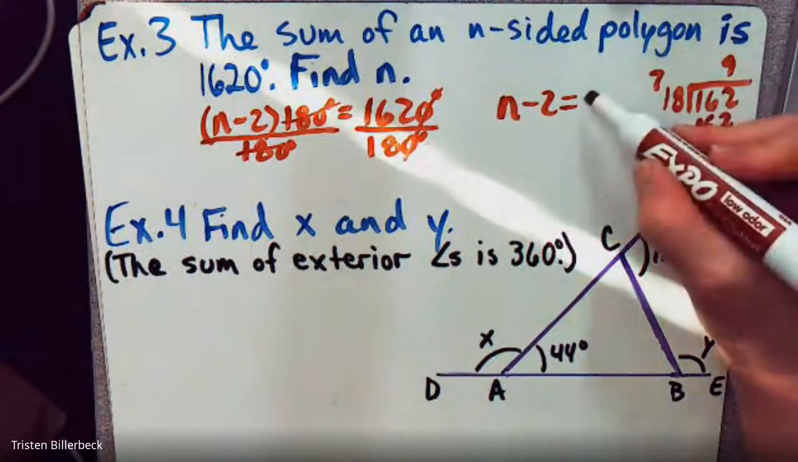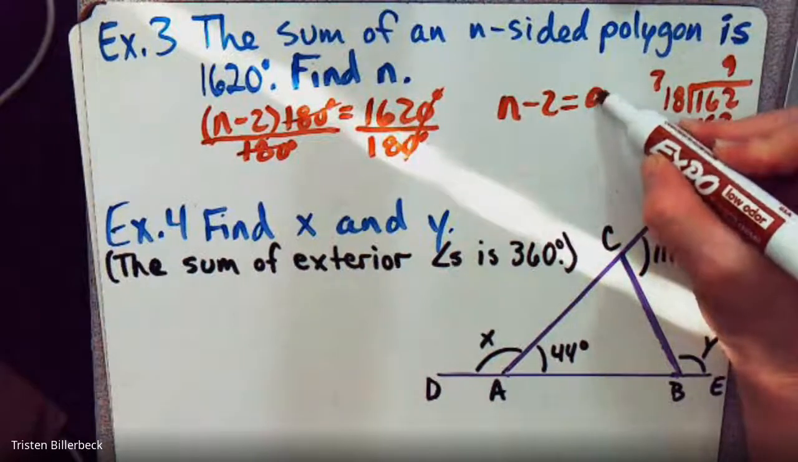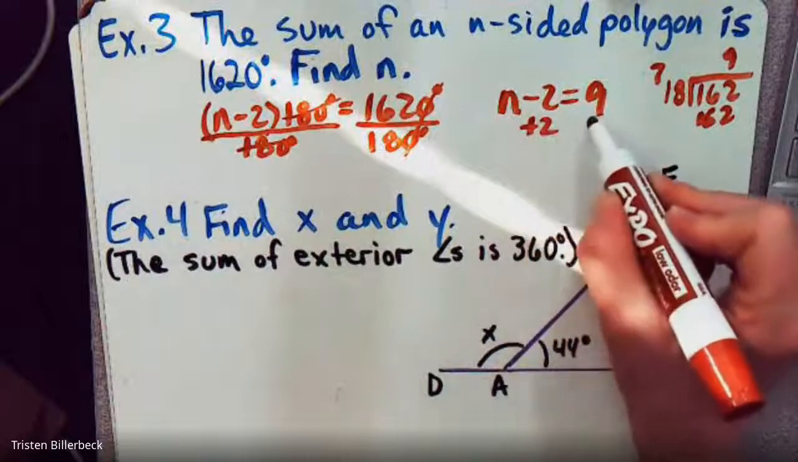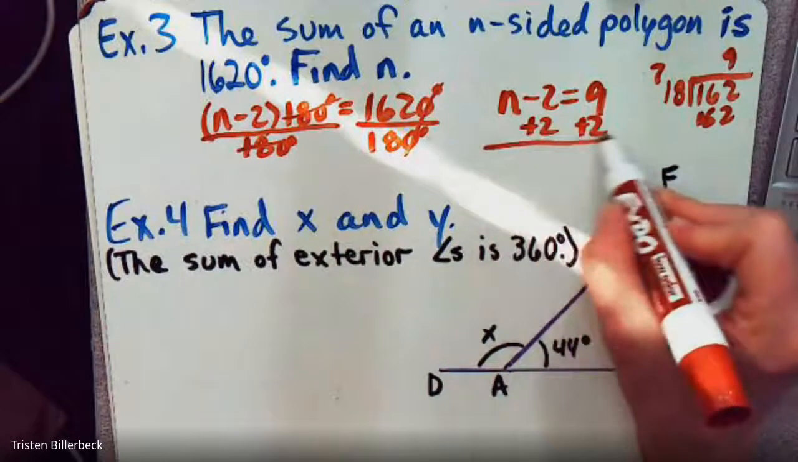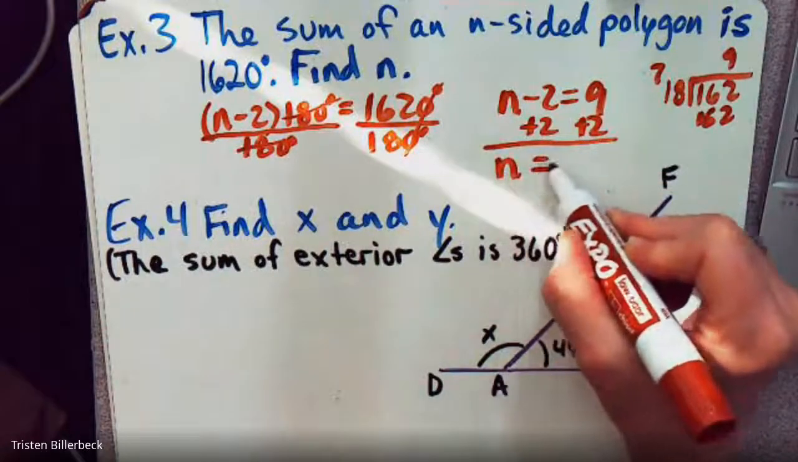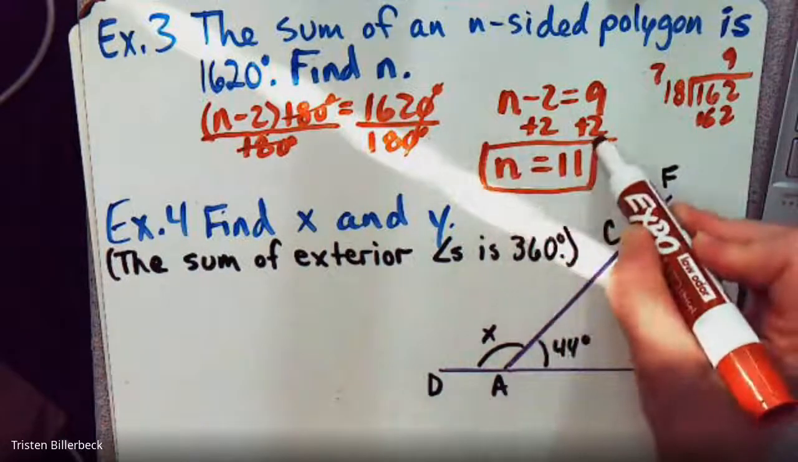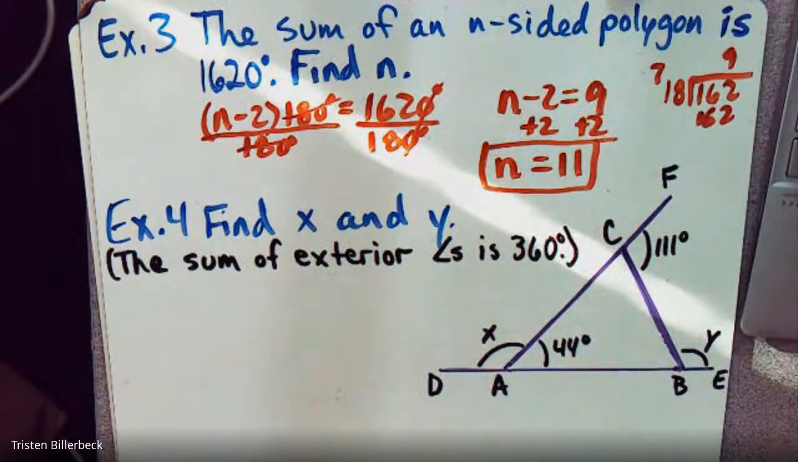Okay, so we got it. So that's going to equal 9, and then we add 2 to both sides, and n equals 11. So this particular polygon has 11 sides.